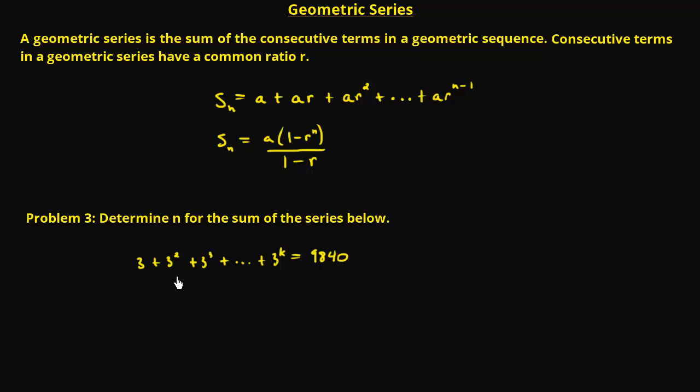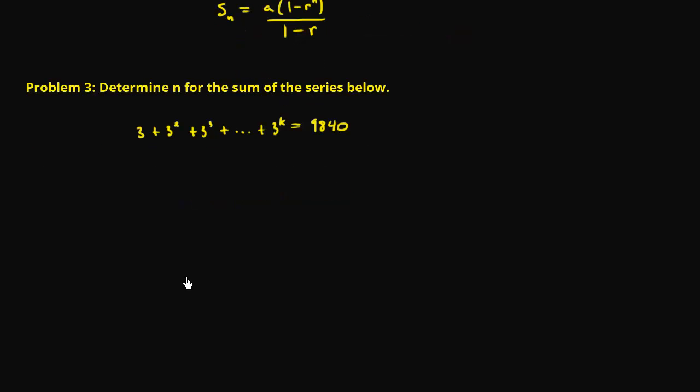Notice that if we divide the second term by the first term, we get 3. If we divide the third term by the second term, we get 3, and it looks like this pattern is going to continue. Since there's this common ratio of 3 between terms, that means that this is a geometric series.